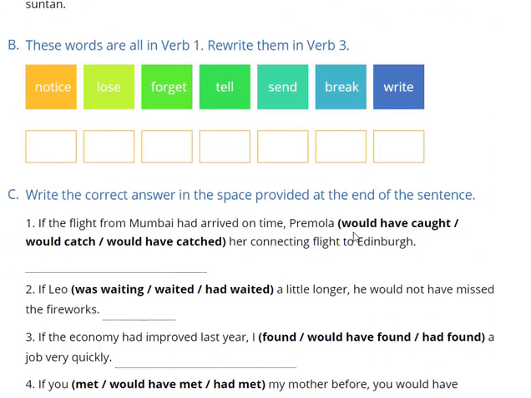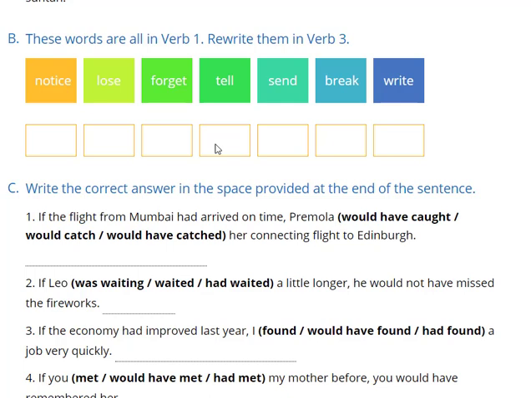Okay, let's move to the next one. These words are all in verb 1. Rewrite them in verb 3. That's interesting. I wonder why they're calling it verb 1, 2, and 3. Just curious. Past tense, I'm guessing, right? So like, noticed, lost, gotten, right?